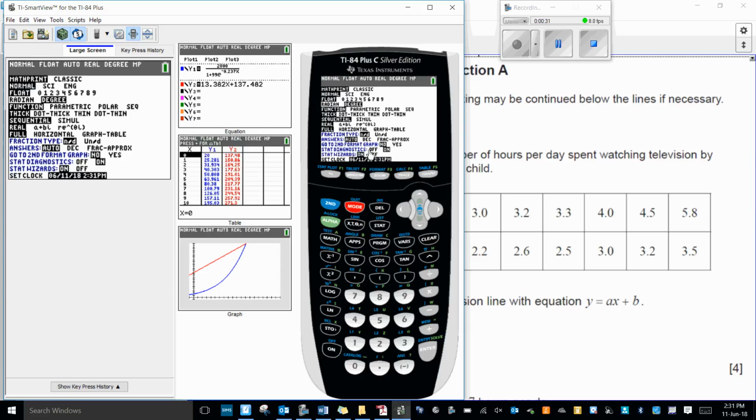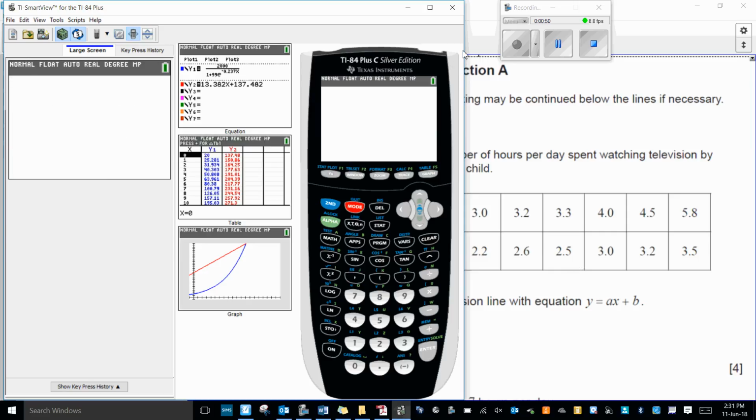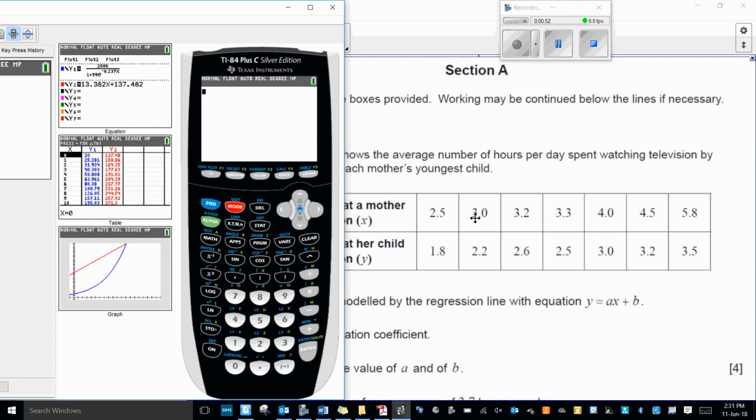Now normally when you go into an exam we will do that for you, but please, if you're doing something and you notice that it's not what you're expecting comes up, double check to see if it's on. Okay, now we need to enter this information into our calculator. So we do stat and edit.